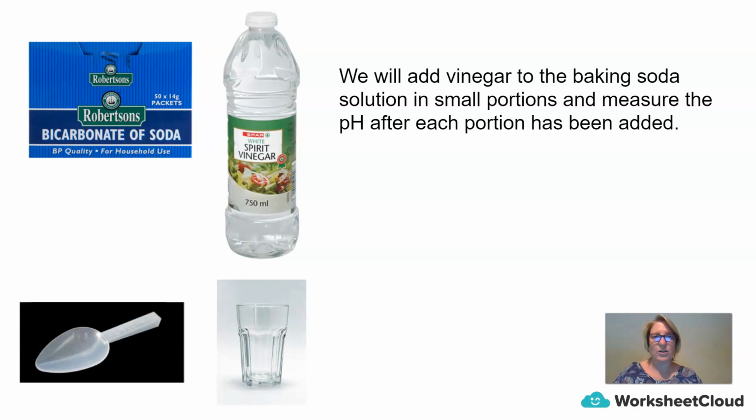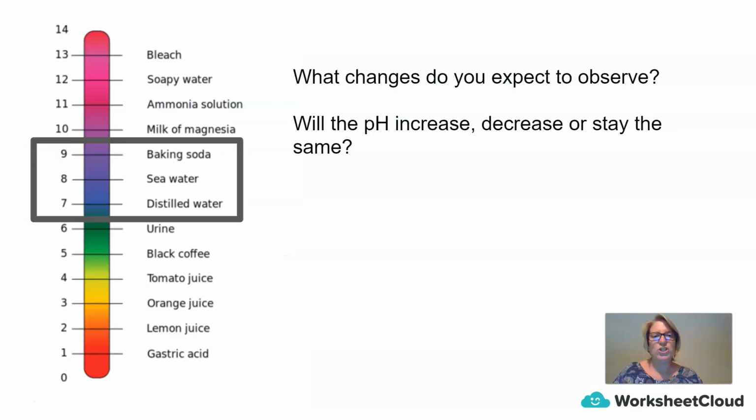So you can try this at home, but you will definitely need some type of indicator solution. So what changes do you expect to observe? Do you think that the pH is going to increase, decrease, or stay the same? I think that the pH will decrease. Because if we are starting out with a baking soda, which is a base, and we are adding more acid, I'm thinking that the pH will decrease.